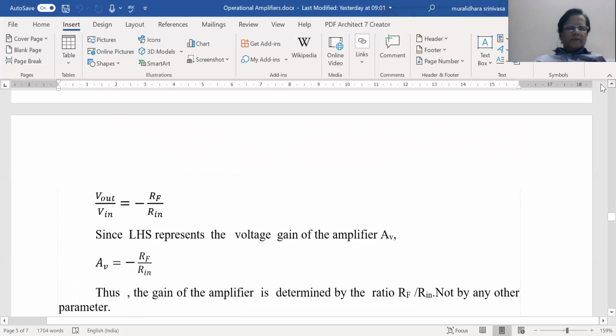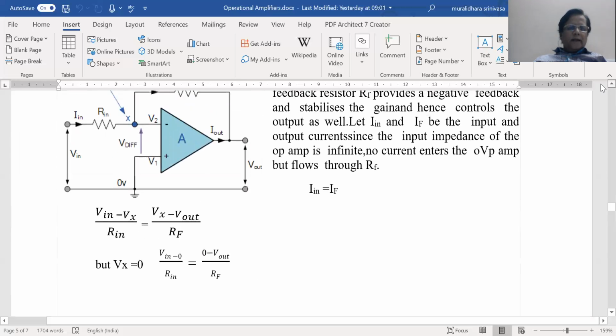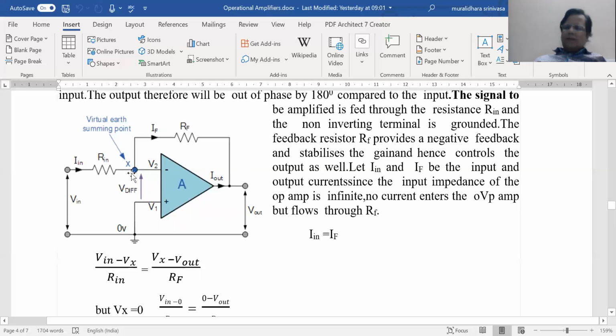I'll go through the calculations once again. You just look at the diagram. We make the simplifying assumption potential at X is 0 and no current flows through the op-amp because gain is infinite. Gain is infinite, therefore the input voltage difference is 0. So as far as In is concerned, it is Vin minus Vx divided by Rin, Ohm's law. Similarly, since all the current flows through Rf and into the output terminal, the current If is equal to In, and that current If is given by potential at Vx minus Vout divided by Rf.